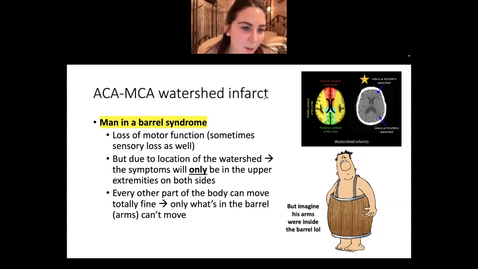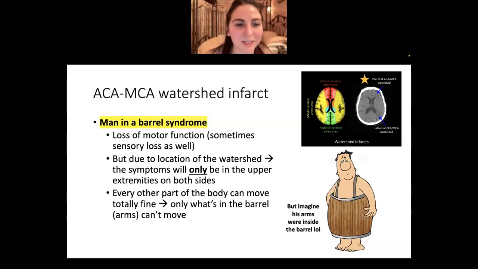This is the more common one. This is going to be your ACA-MCA watershed infarct. If you have an ACA-MCA watershed zone infarct, that's called man in a barrel syndrome, which is just fun. So, man in a barrel. I tried my best to find a picture of a man in a barrel, which, yes, this is a man in a barrel, but it's not correct. So imagine this guy's arms were inside of the barrel. Okay, that's man in a barrel syndrome.